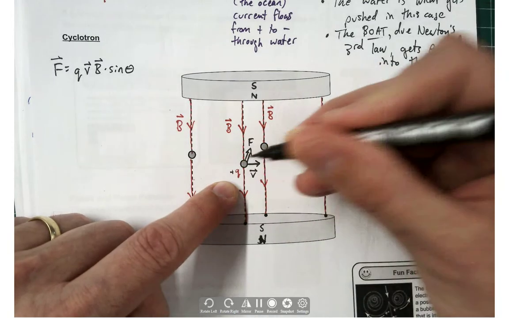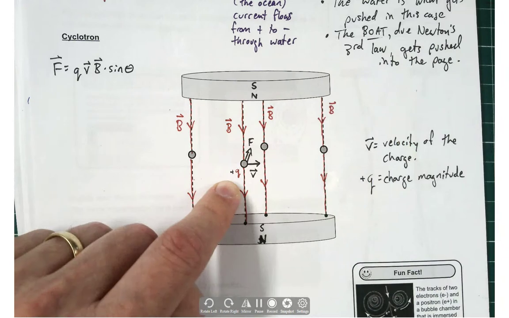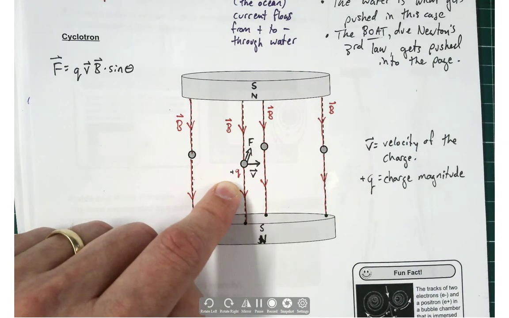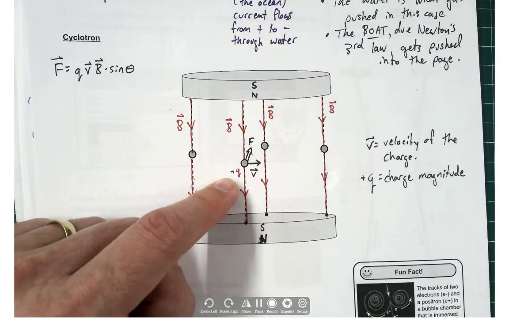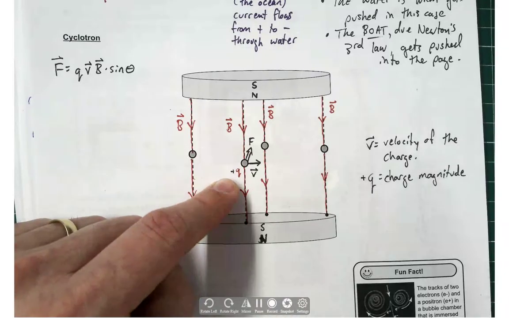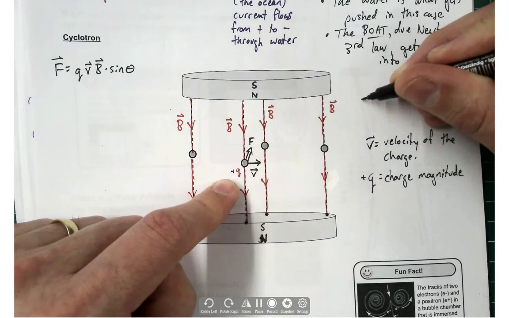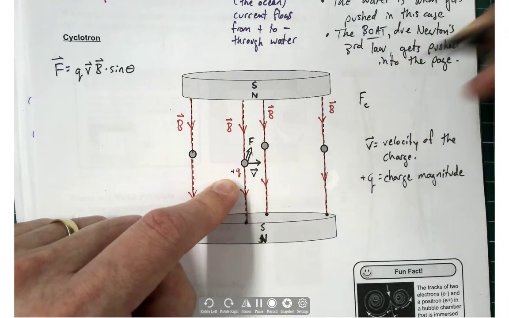That's how we can use the right-hand rule. You're absolutely right. If it was a negative charge, it would be going the other direction. So it's getting pushed towards the center. Now, if it's getting pushed towards the center, can I just propose that this is a centripetal force?